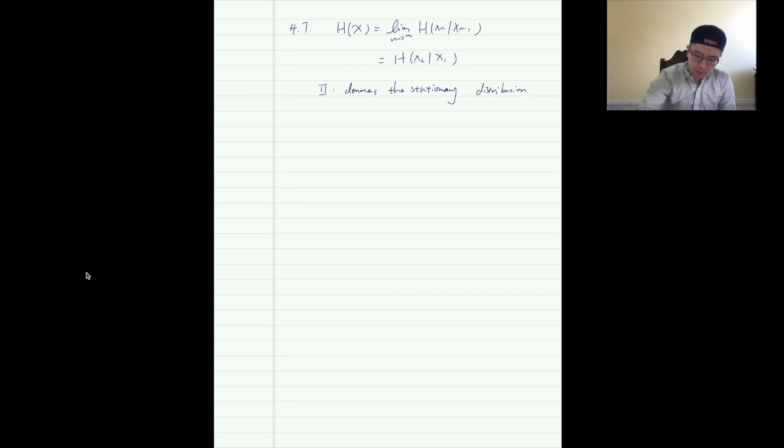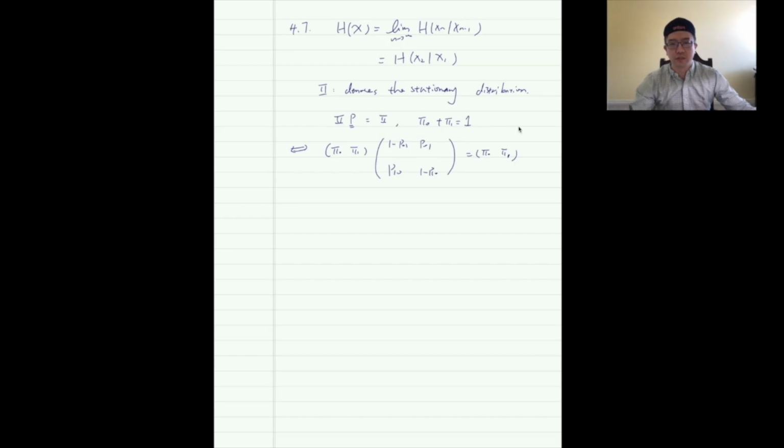Okay, and now what we can have is this equality, right? So pi times P equals pi, and the other condition is that pi 0 plus pi 1 is 1. So basically it means that we need to solve the following equation: the vector pi 0, pi 1 times the matrix with entries 1 minus p01, p01, p10, 1 minus p10 equals pi 0, pi 1, together with this condition, right?